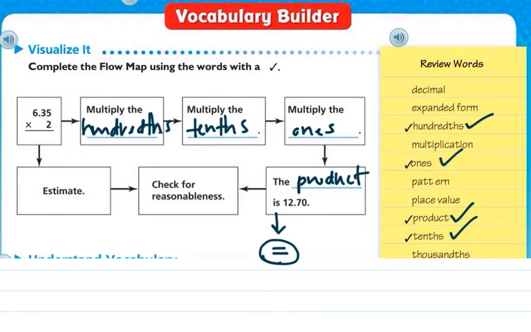And it says check for reasonableness. And you can see that first we're going to estimate. So we're going to estimate. We're going to multiply by the hundredths, the tenths, and the ones, and we get the product. So we're going to compare our product to our estimate. And in the middle, we're going to make sure it's reasonable.